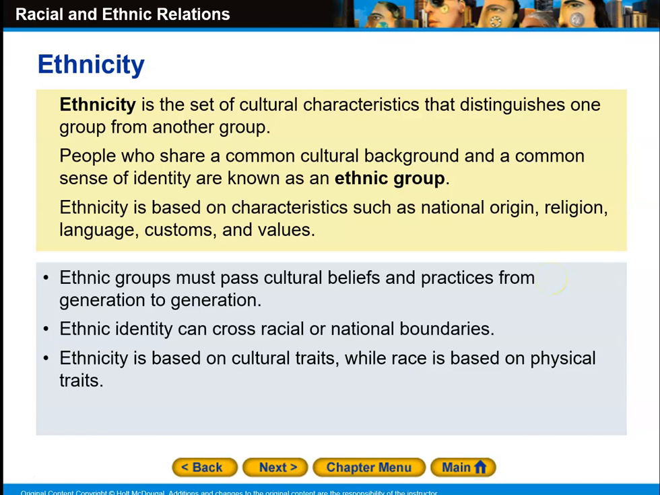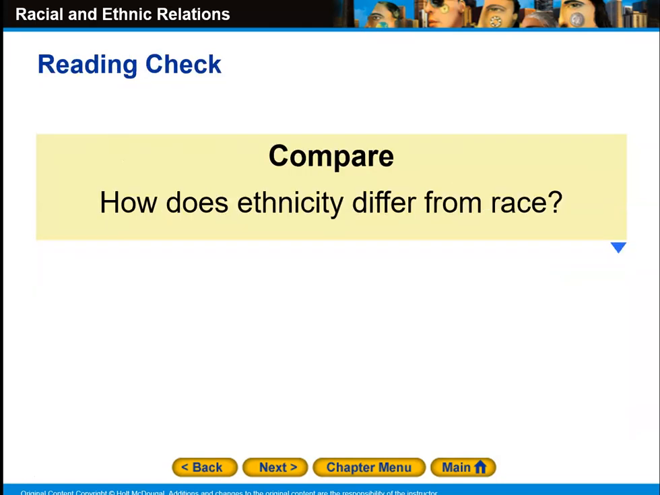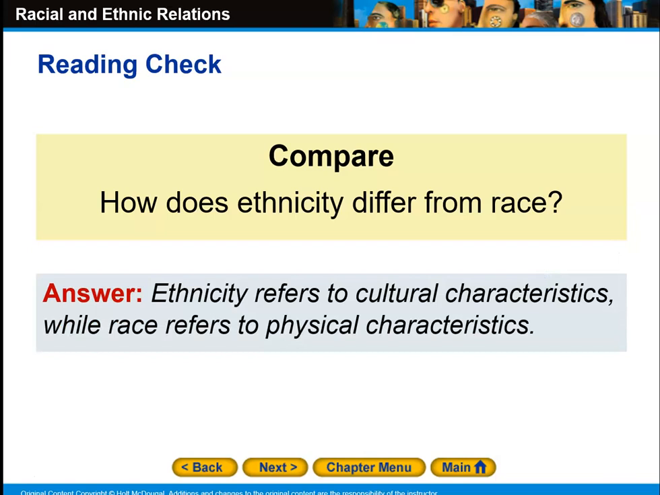These cultural traits might be, like, Hispanic. How does ethnicity differ from race? Ethnicity refers to cultural characteristics, while race refers to physical characteristics. So your ethnicity, you could be Hispanic, but that's your cultural characteristics, where race might be your physical characteristics. So you might be a Black Hispanic, or African American Hispanic kind of person, that kind of thing.